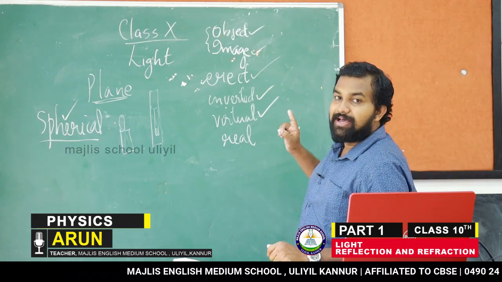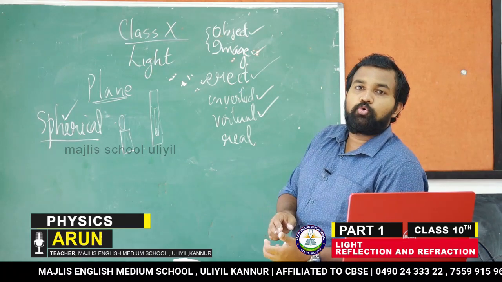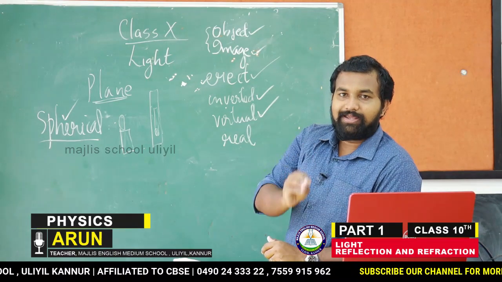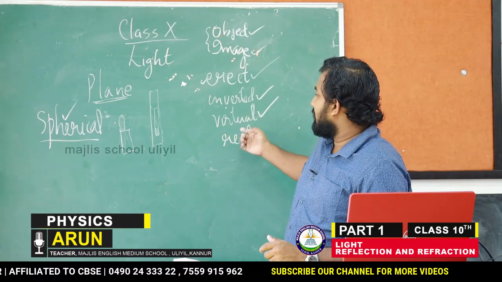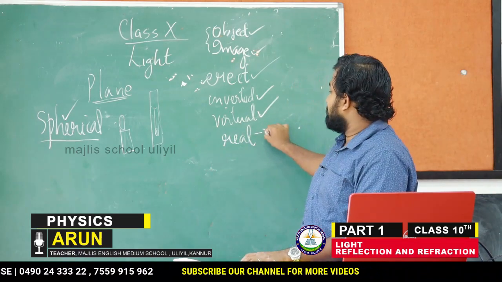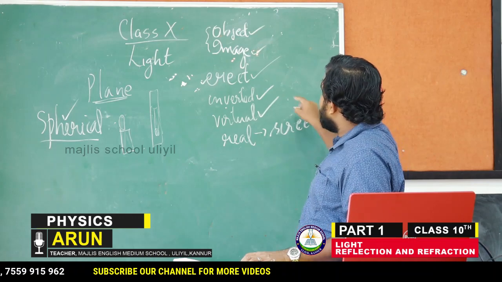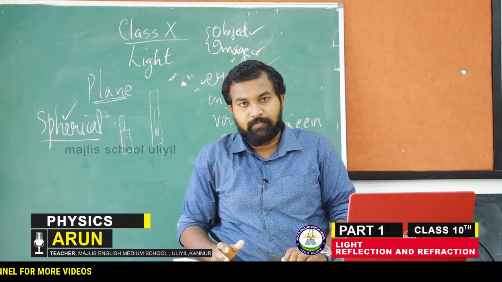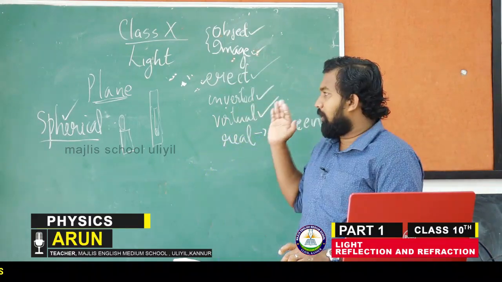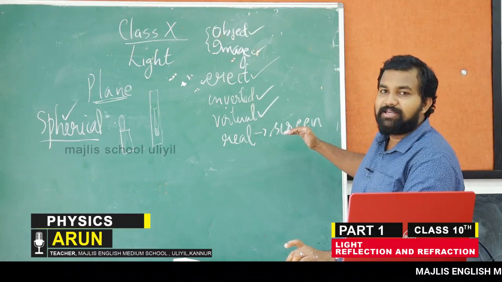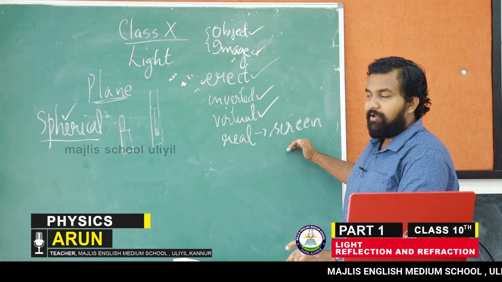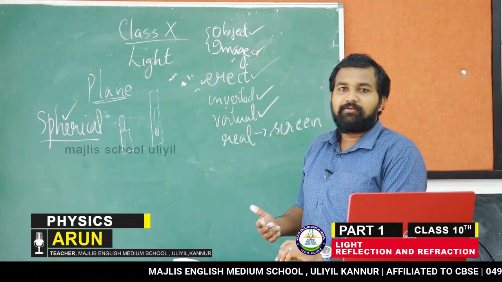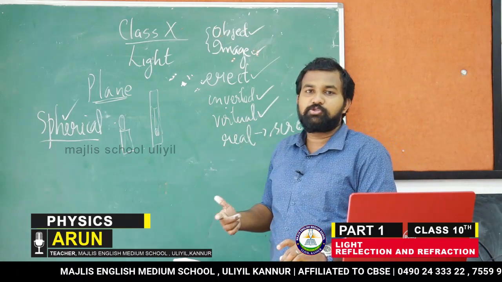And real images are images which we are able to project on a screen. You note it down. The real images are images which we are able to project on a screen. That means the image of the object can be caught on a screen. You will understand it clearly. Now you just keep it in mind that the real image is the image which can be caught on a screen. And when we are discussing spherical mirrors, we will be understanding more clearly what is a real image, what is a virtual image.